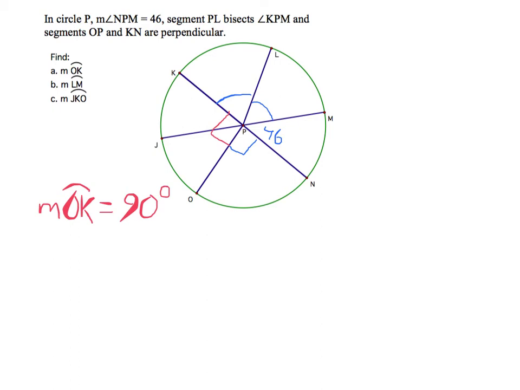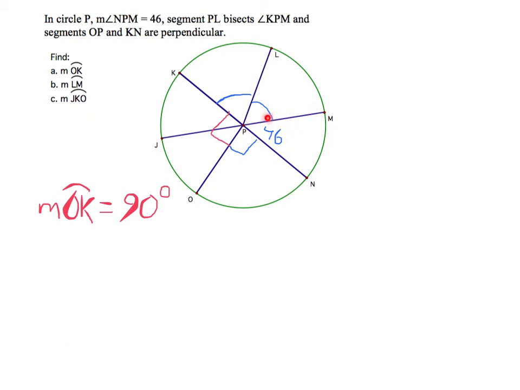Now we need to know what's the measure of arc LM. So now we're over here on the right side. And again, this is a minor arc because there's just 2 letters. So I'm just going to go from L straight to M, the shortest distance from L to M. Not going to go around this crazy way to make a major arc because there's only 2 letters. They didn't tell me I had to go the long way, so I go the short way from L to M.